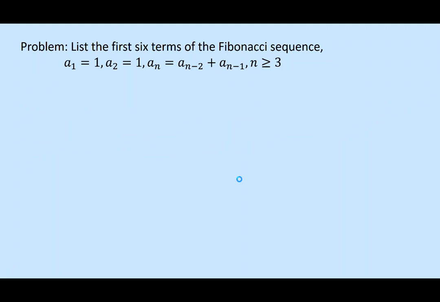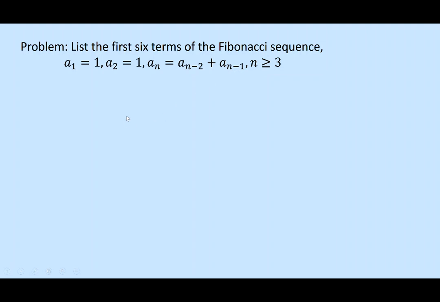Now list the first 6 terms of the Fibonacci sequence. There's an interesting sequence called the Fibonacci sequence. And here is how it is stated. A sub 1 is 1, the first term of the sequence. Second term is also 1. And when it comes to evaluating the subsequent terms, you have a formula. A sub n is a sub n minus 2 plus a sub n minus 1.